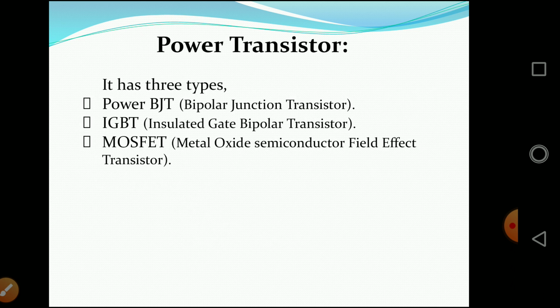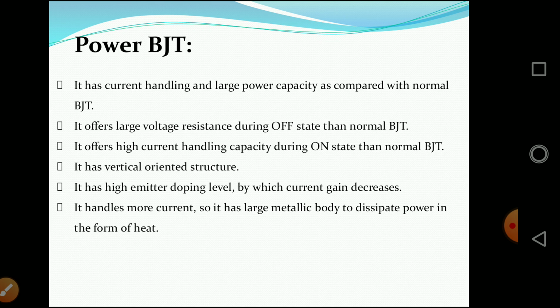So the power transistor has three types. The power transistor is classified as power BJT, IGBT and MOSFET. In that, the first one is the power BJT. As the name itself indicates, it is related to power.